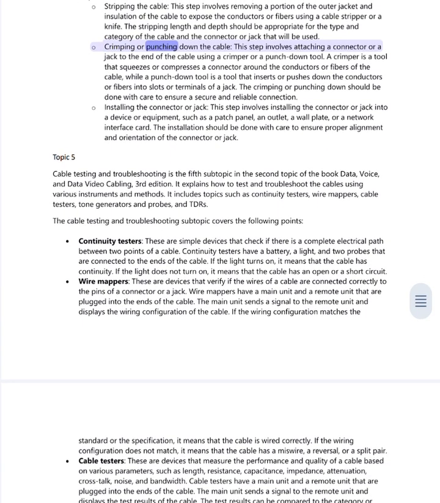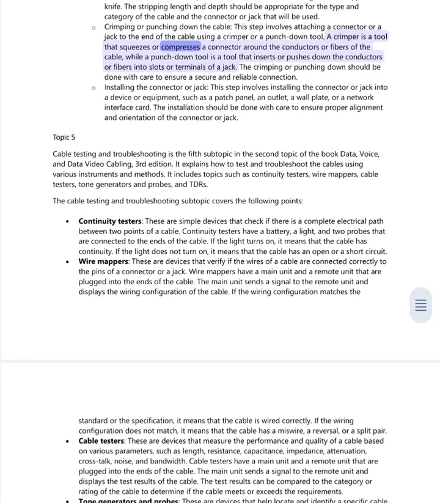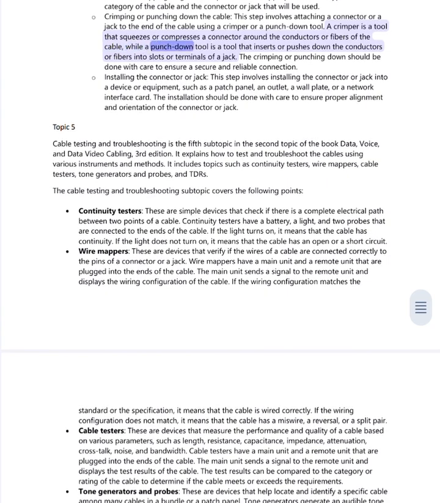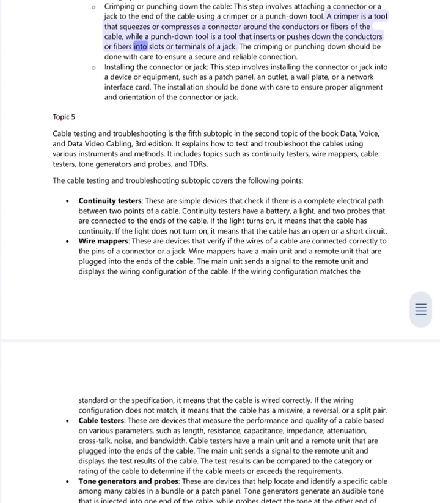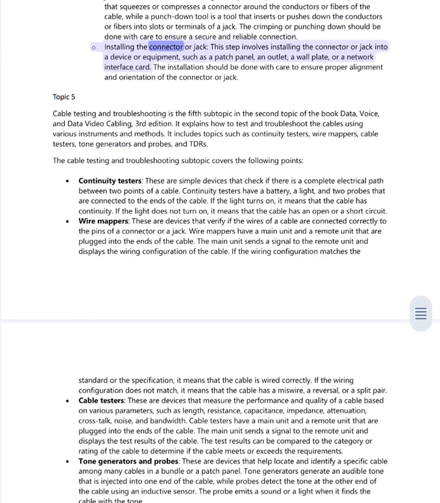Crimping or punching down the cable. This step involves attaching a connector or a jack to the end of the cable using a crimper or a punch-down tool. A crimper is a tool that squeezes or compresses a connector around the conductors or fibers of the cable, while a punch-down tool is a tool that inserts or pushes down the conductors or fibers into slots or terminals of a jack. The crimping or punching down should be done with care to ensure a secure and reliable connection.